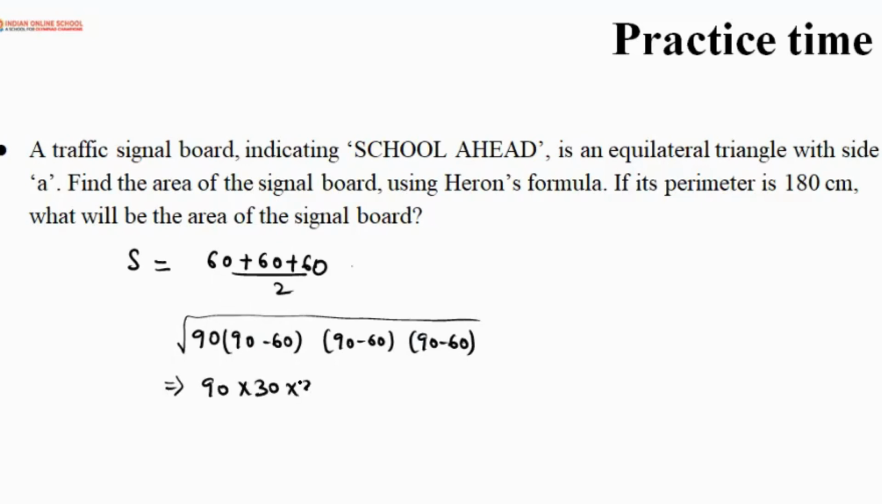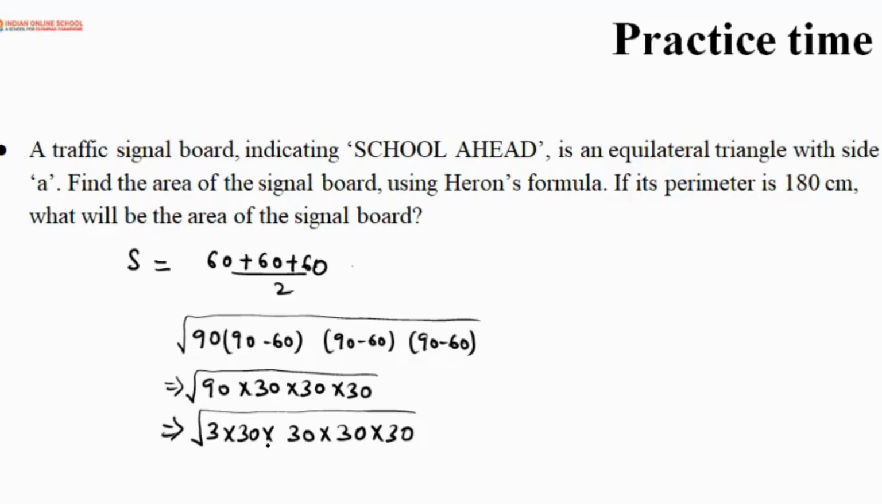You are getting 90 times 30 times 30 times 30, correct? Now you need to simplify it. Again, this 90 we can split as 3 times 30. Again 30 is there, again 30 is there, again 30 is there. We will make the pairs of 30. 30 will be there, again pair of 30, 30 will be there. And this root 3 is all alone. 30 times 30, we are getting 900. 900 root 3, and that would be centimeter square. That is the area of this triangle.